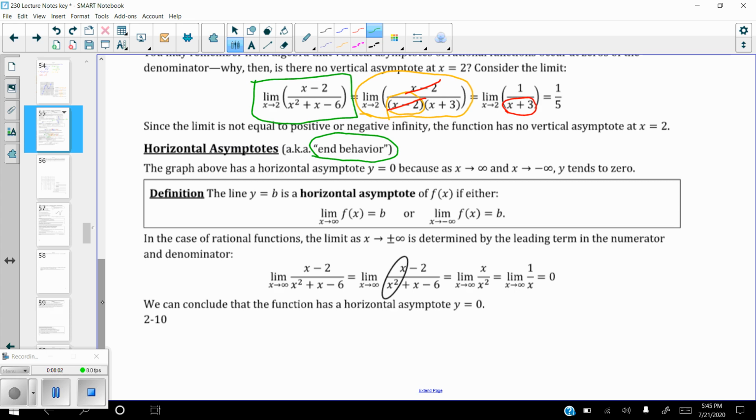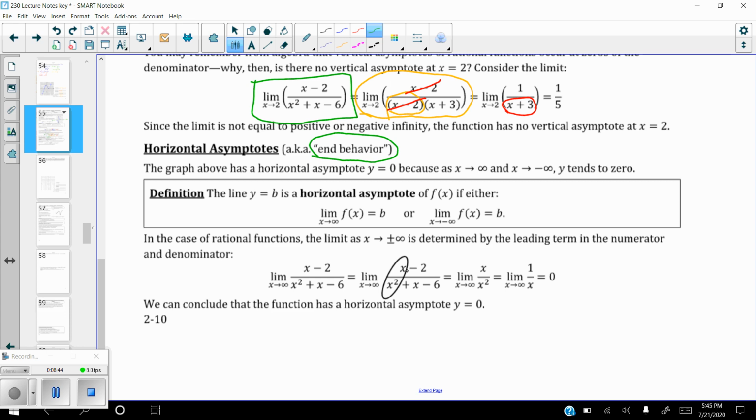Now, there's 3 different ways to look at it. This is just for rational functions. If we have a rational function, the leading term in the numerator and the denominator, meaning the highest power term in the numerator and denominator, is what's going to determine the horizontal asymptote. So if we take the limit as x approaches infinity of (x minus 2) over (x squared plus x minus 6), and you look at just the highest power terms, which are circled there, the x on the top and the x squared on the bottom, well, those are the only ones that actually matter.